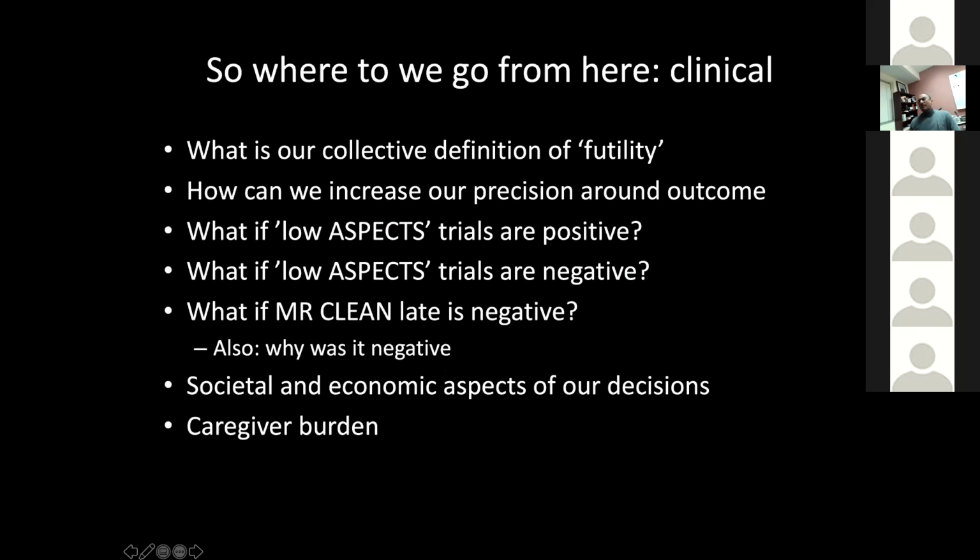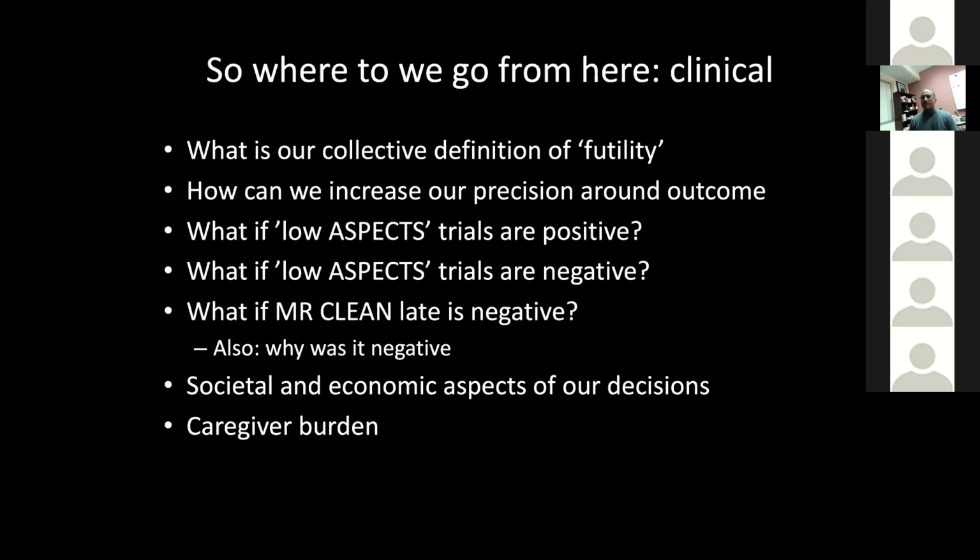So where do we go from here from a clinical perspective? One thing that we have to think about is, what is our collective definition of futility? And I gave you that example at the beginning. What if the good outcome rate is 10%, 20%, 19%, 7%? At what stage will you say that it's futile to go and open the vessel? And how can we increase our precision around this outcome? And obviously, I don't know the answer to that question.